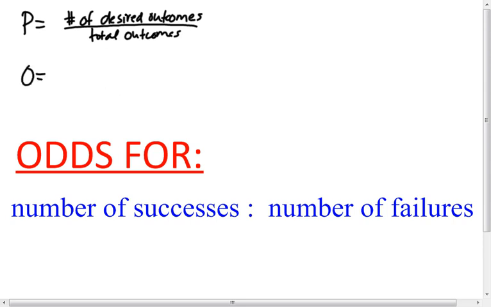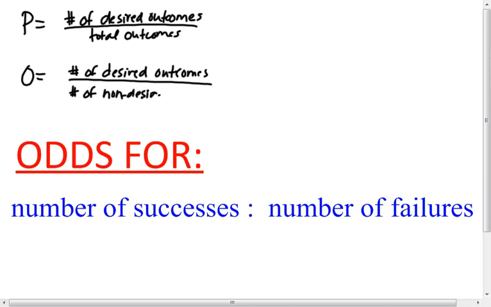So when you do odds, you do the number of desired outcomes out of what's left over. And what's left over is, if you take out what you want to happen, what's left over is what you don't want to happen. Okay, that's the difference with odds.